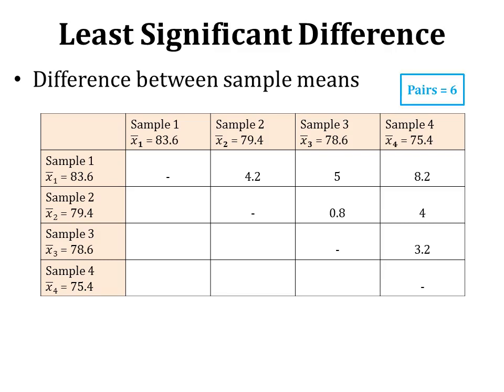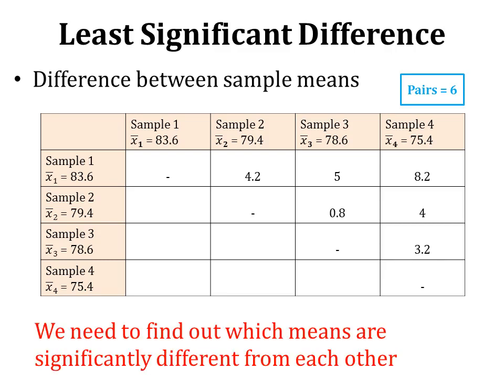So how many pairs do we have? We have 6 pairs. So we need to find out which means are significantly different from each other.